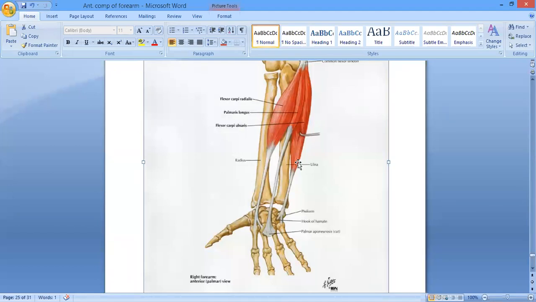Okay, and its action is that it is a flexor of the wrist again. It causes flexion of the wrist, and along with the extensor carpi ulnaris of the posterior compartment, it is responsible for adduction of the wrist. When it contracts, what will it do? It is going to cause adduction of the wrist. Is it clear? Any problem with flexor carpi ulnaris?